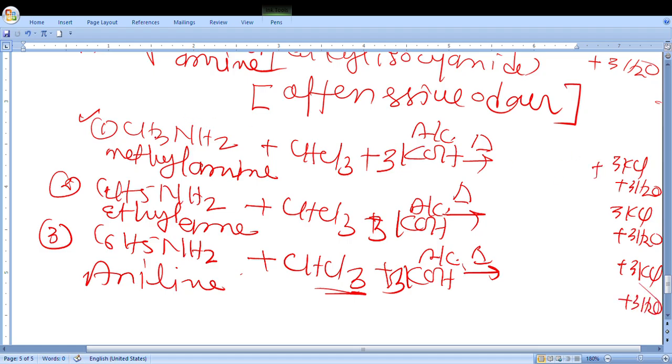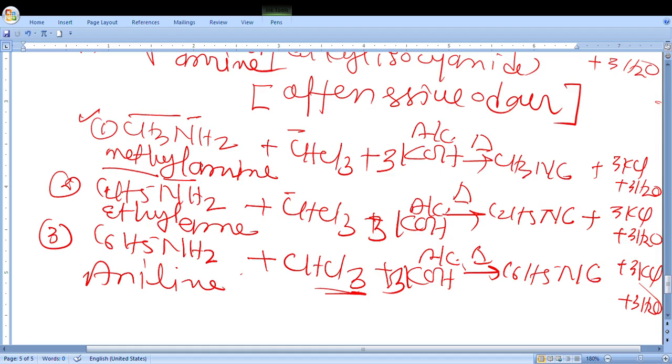Remaining is CH3NC, methyl isocyanide, C2H5NC, ethyl isocyanide, C6H5NC, phenyl isocyanide with offensive odor, and is used to test the amines.